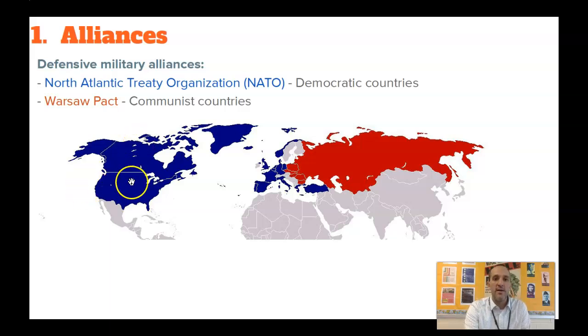So we got Canada and the United States here, and then all of these Western European countries, as well as Turkey. More countries are in this today. NATO has expanded since the 1940s, 50s, and 60s. But this is what it looks like at the time. And then we have the Warsaw Pact. This is the response to NATO, where the communist countries, led by the Soviet Union here, are going to join forces in a military alliance together.